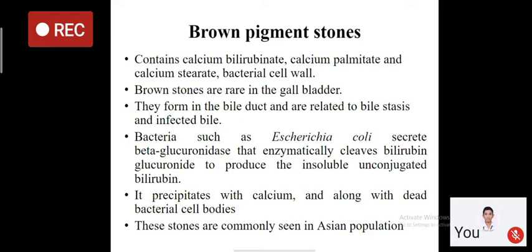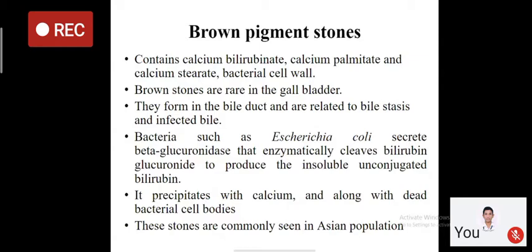So this unconjugated bilirubin will precipitate with calcium along with dead bacterial cell bodies to form the brown pigment stones. So brown pigment stones, mind you, are very rare in the gallbladder, but they are very common in the CBD.